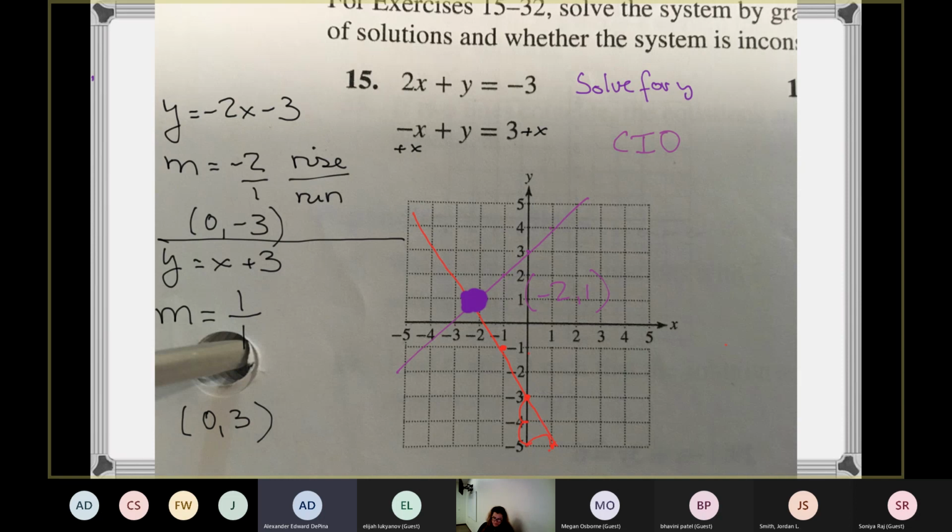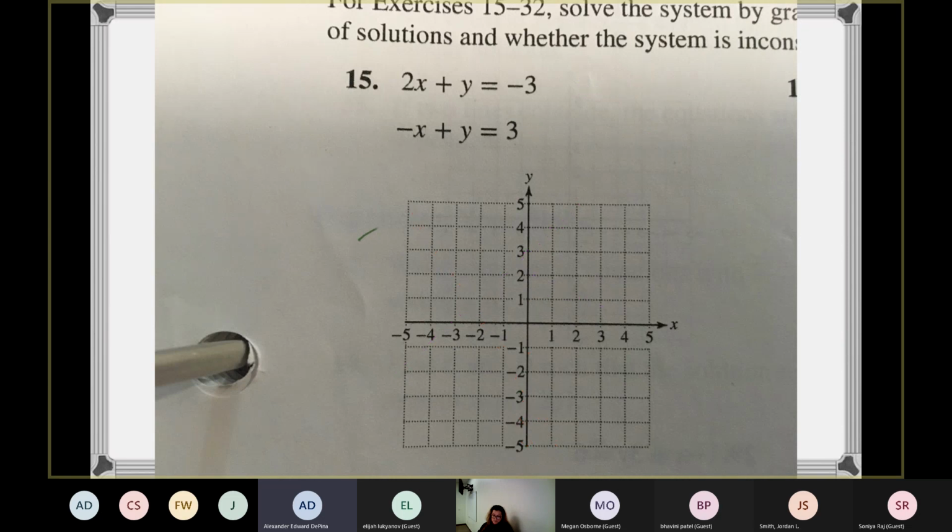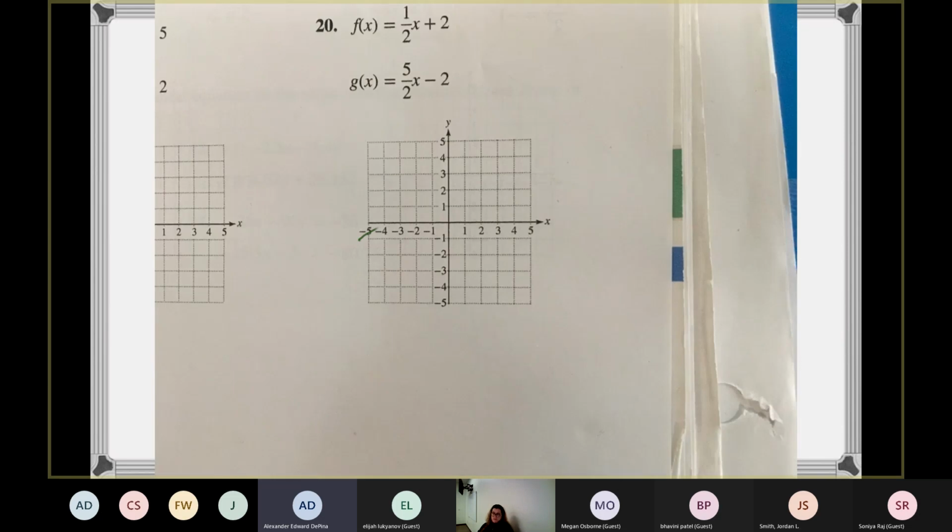-2, 1 is my point, and let me see if I did this correctly by plugging it back into the equations. -4 plus 1 indeed is -3, and -2 is 2 plus 1, which is +3. So yeah, they both check. CIO. Cool. I was a little off, but I made my point really thick. Any questions? You try one. Next one. Number 20.